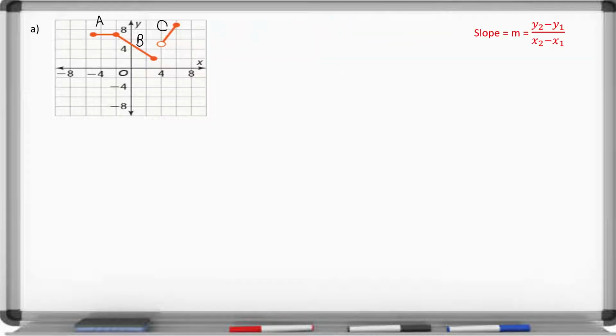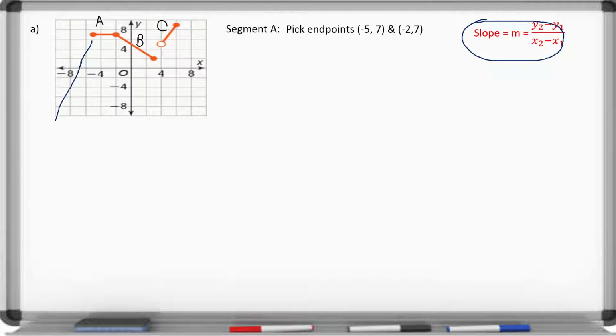All right, so we're going to focus on the first part, part A. Notice that I wrote the equation for slope here so that we can use it. So let's look at segment A first. We want to pick some endpoints here. Notice that this coordinate here is negative 5, 7, and this coordinate here is negative 2, 7. So I went ahead and picked out those endpoints.